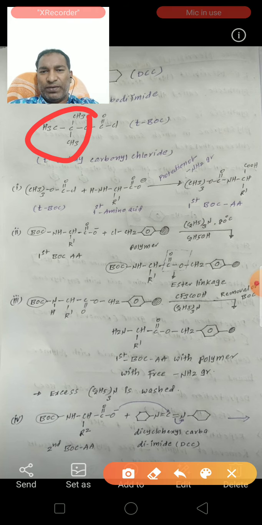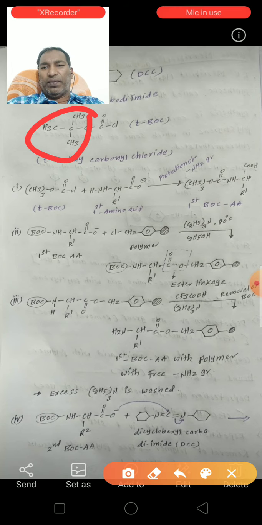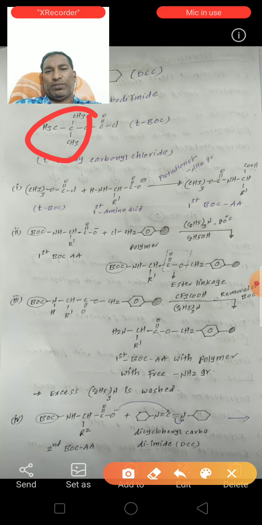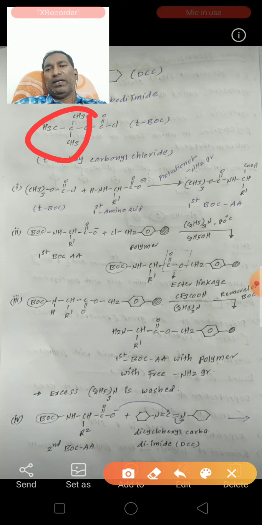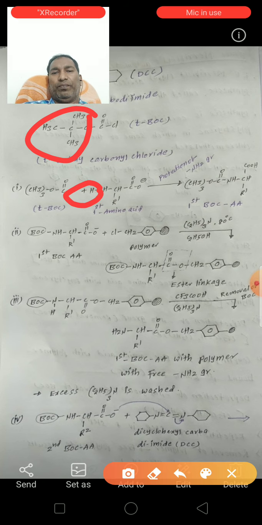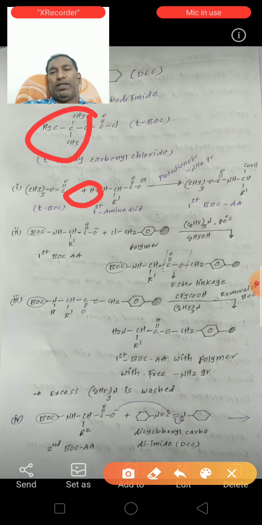See here, first one, tertiary BOC reacts with the first mole of amino acid. So then protection of the NH2 group takes place. This NH2 group reacts with the tertiary butoxy carbonyl chloride by removing HCl. So this is known as the first BOC amino acid, first tertiary butoxy carbonyl amino acid.